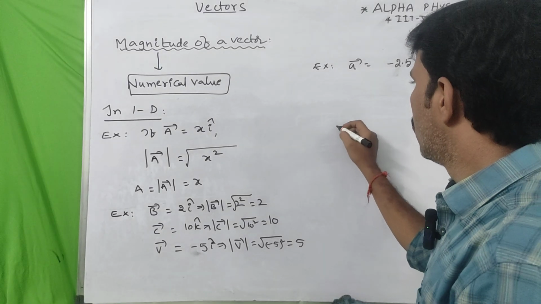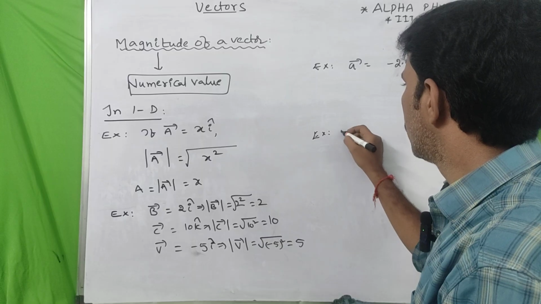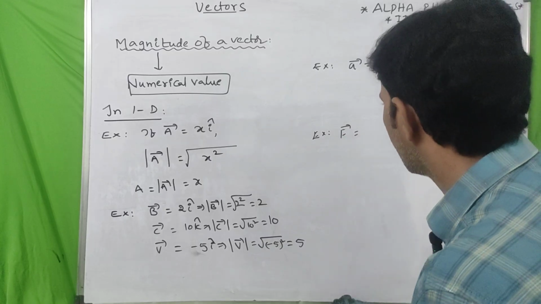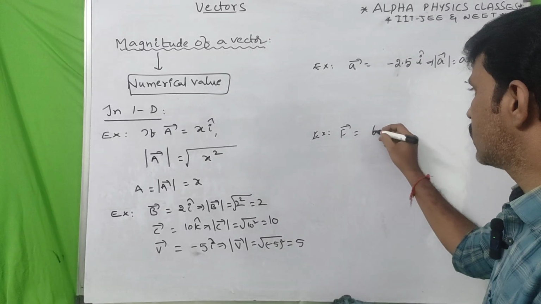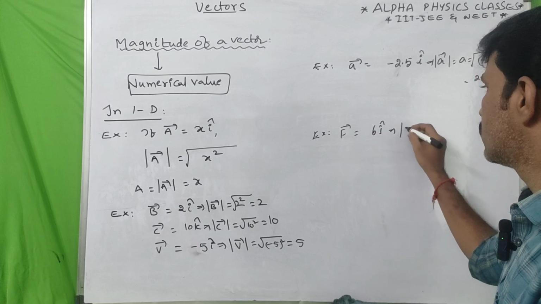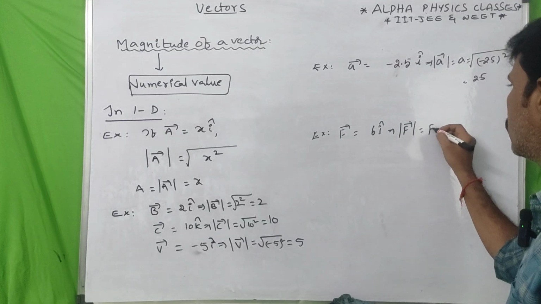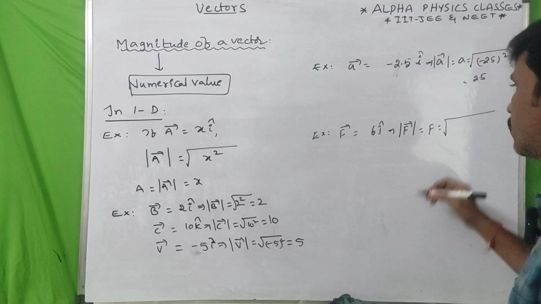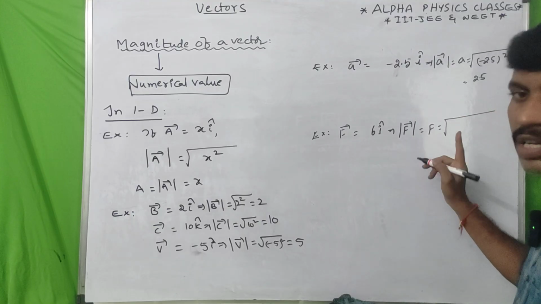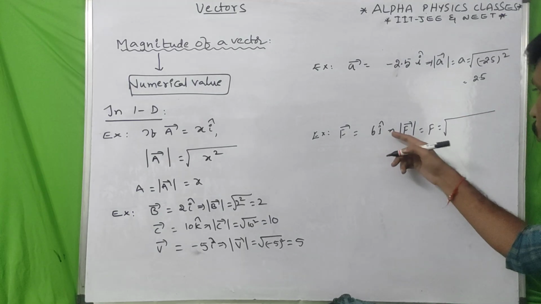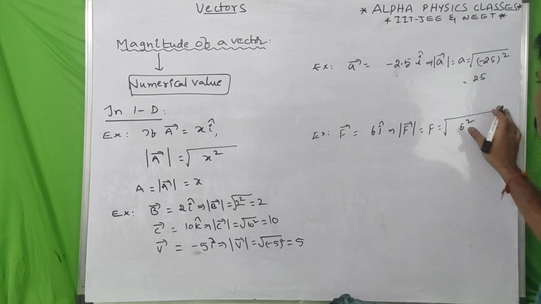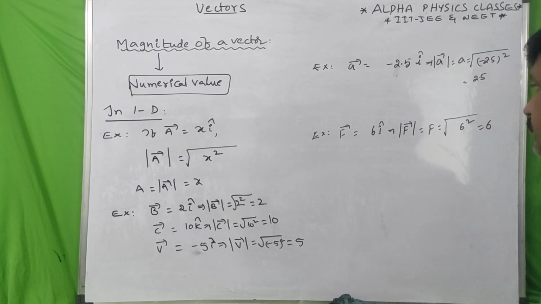Next, one more example. f bar is equal to 6 j cap. Then what is the modulus f bar? Magnitude of vector f bar is f, equal to square root of 6 square only. Okay, the answer is 6.